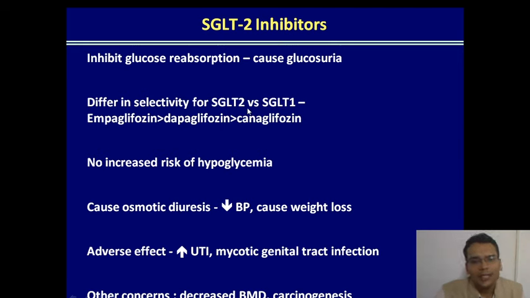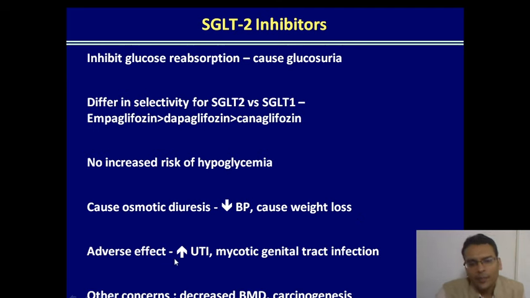You could have differences in selectivity for SGLT2 versus SGLT1. There could be agents which are highly SGLT2 selective, like empagliflozin, and agents which are relatively non-selective, like canagliflozin. Again, the risk of hypoglycemia is not increased. They cause osmotic diuresis because when you have glucosuria, glucose takes away along with it some amount of water and some amount of sodium. So this can also cause natriuresis and a decrease in blood pressure. Glucose loss will also contribute to loss of calories, so there could be weight loss.